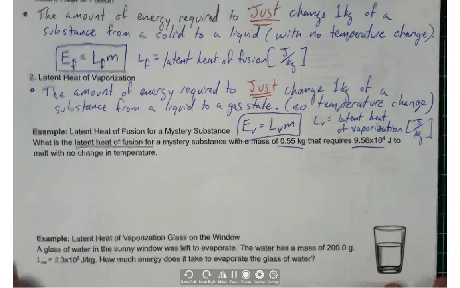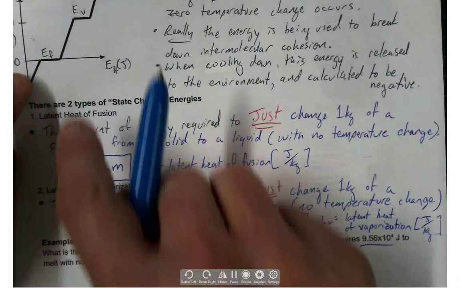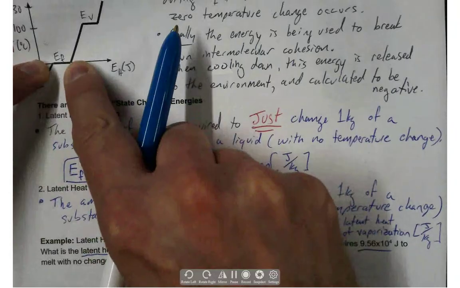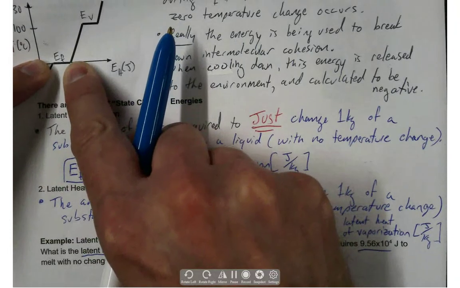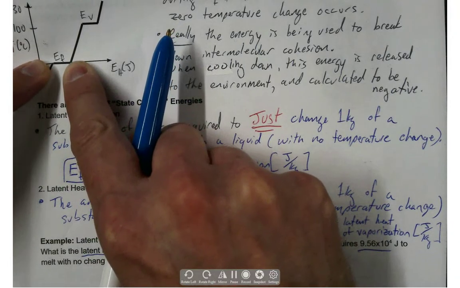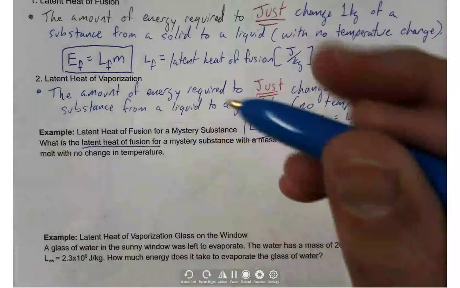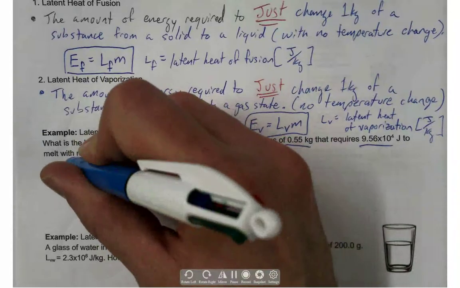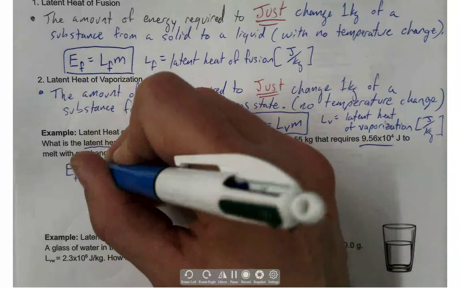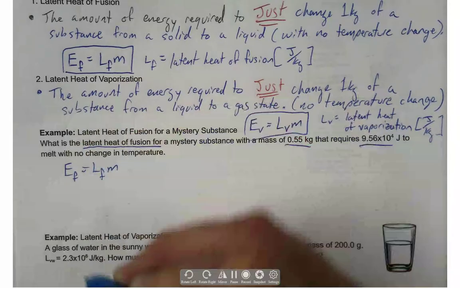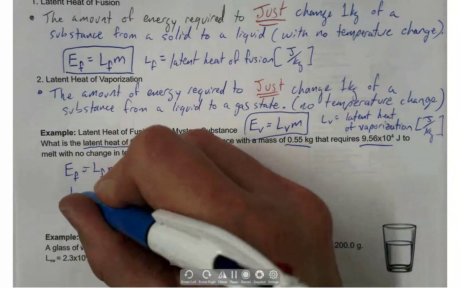In other words, all I've got to do is transition this part of the graph between my two fingers, right? If this is my visual for this. So I look at my equation, and I say, okay, if I want to figure out the latent heat of fusion, I'm looking for the LF value. So EF is equal to LF times M. LF isolated is equal to EF over M.